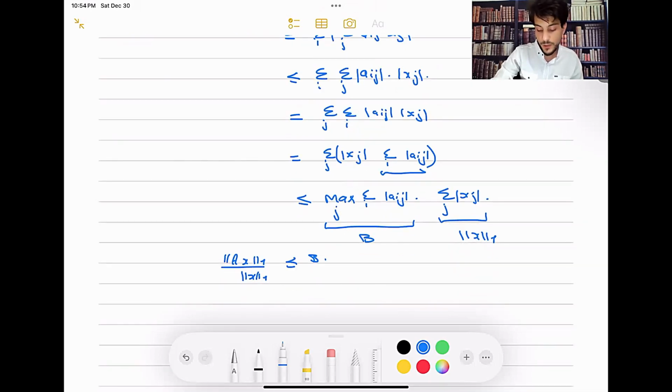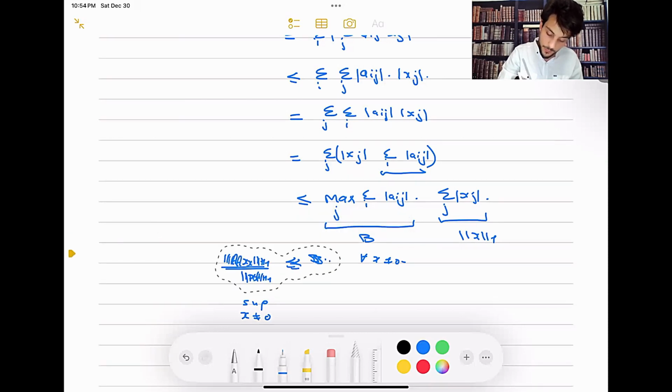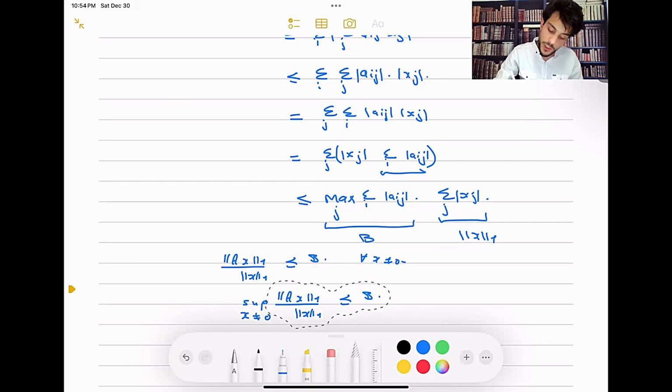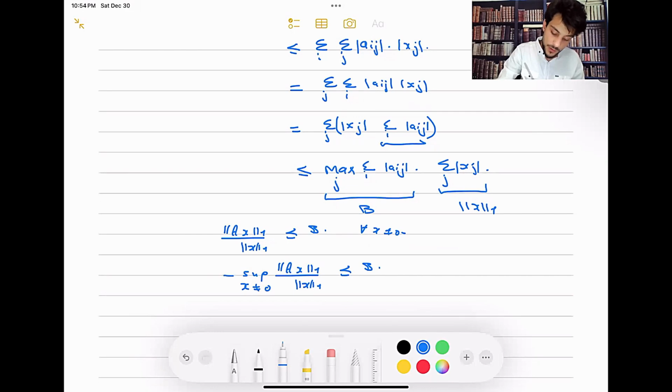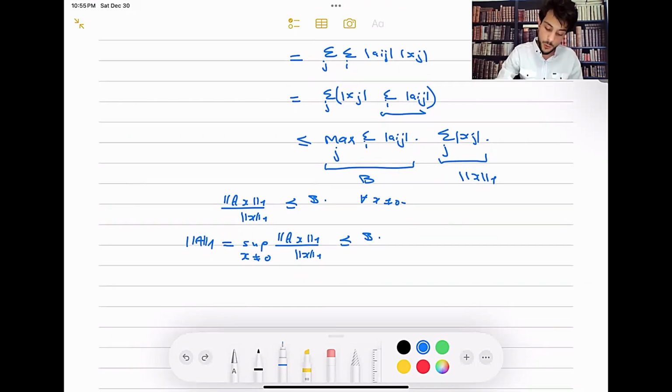But this is true for every x not being 0. So what we're going to do now is take the supremum over all of these x's, and we have this inequality. The right-hand side won't be changed because it's independent of x. And this one is just the one norm of A. So we've just gained one inequality. And to complete the proof of one, we need to prove the other inequality, which is this one. Okay, so let's see how we can do that.